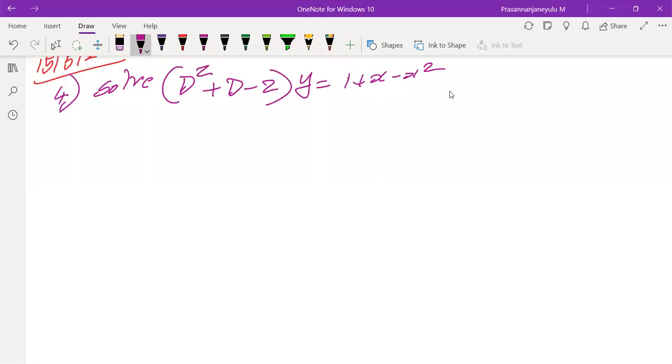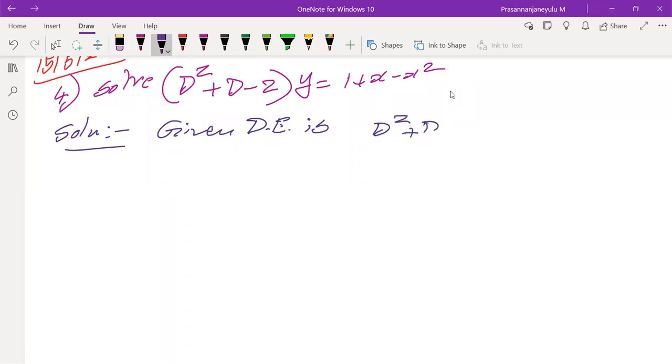Now if we observe the right hand side part, it looks like a polynomial in functions of x variable. But in the previous problem we discussed x power 2 or x power 3 or x power 1 like that. But here it is a polynomial in functions of x variables. So the given DE is d square plus d minus 2 of y is equals to 1 plus x minus x square. I'm taking it as it is. Okay, so this is our equation number 1.